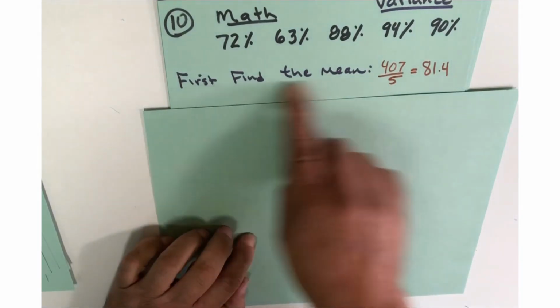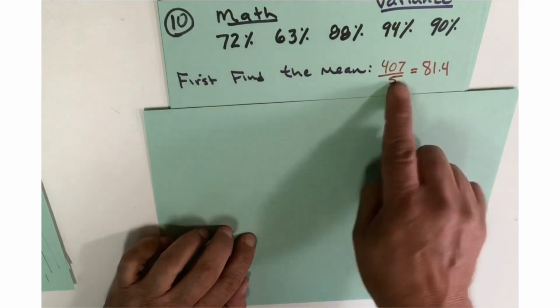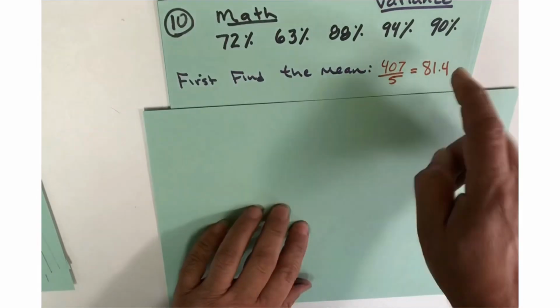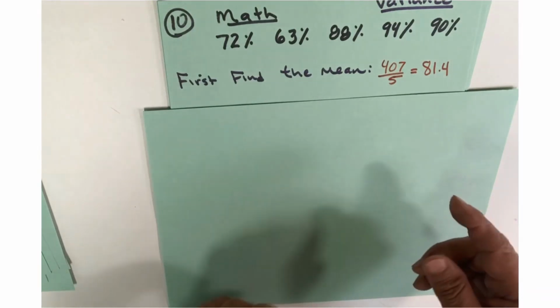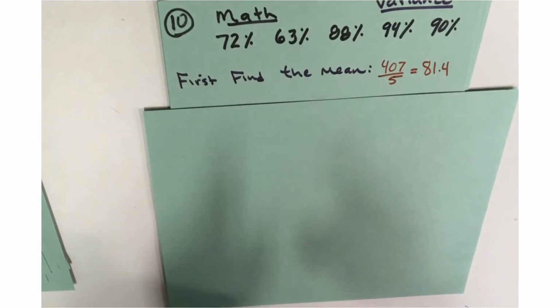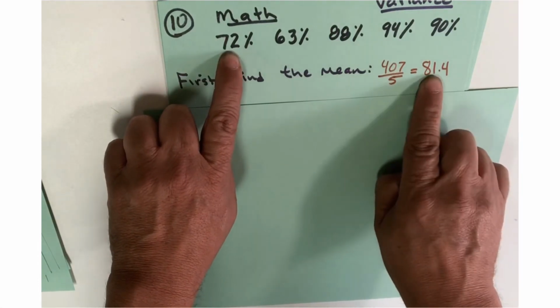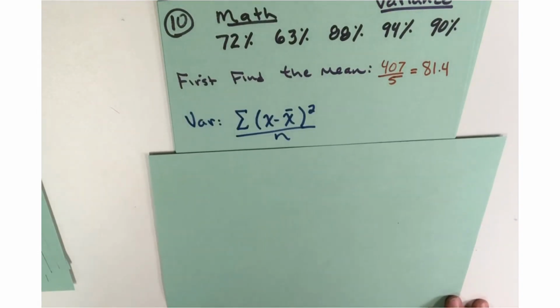Okay, so I found the mean by adding all of those numbers, 407 divided by 5, and the mean is 81.4. Now, I realize that this question, because of the decimal, is going to be a little bit harder. You're going to need your calculator. Why? Because I need for you to subtract and square, and then add. Subtract, square, and add. In other words, get the mean, subtract 72, and square it. And here's what you're going to get.